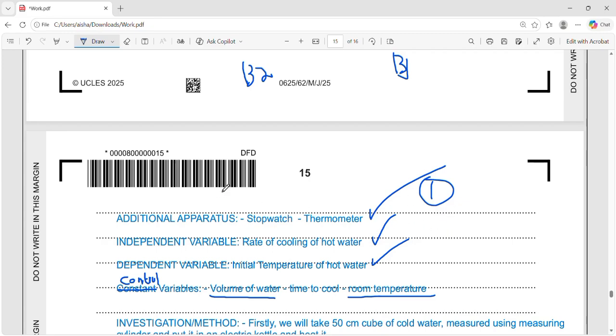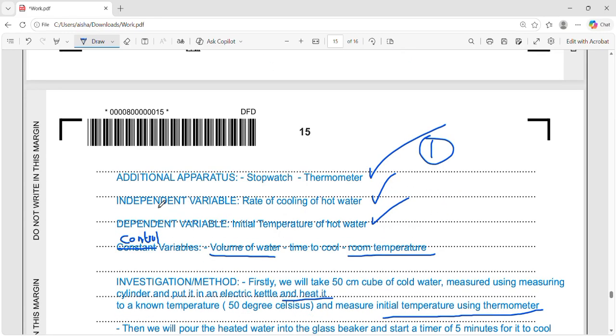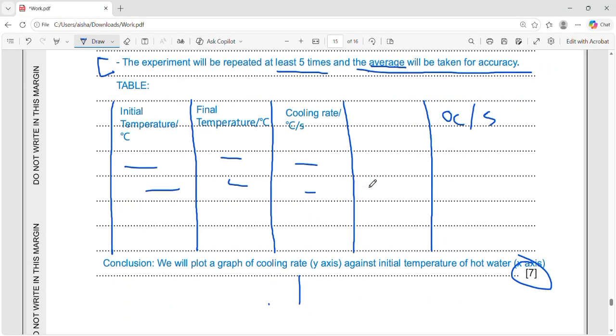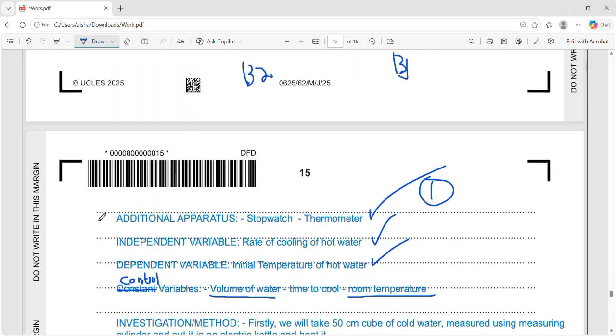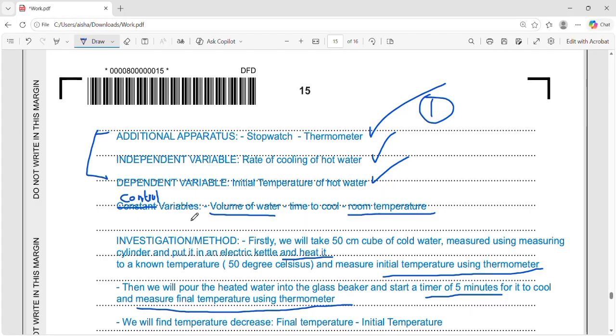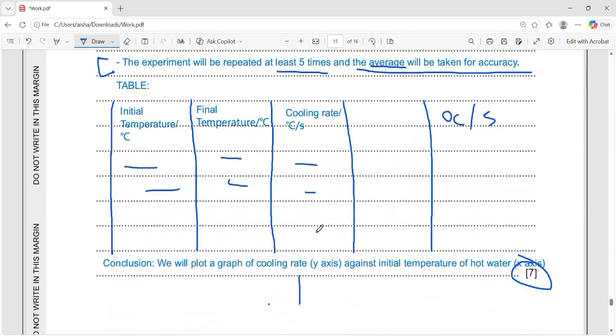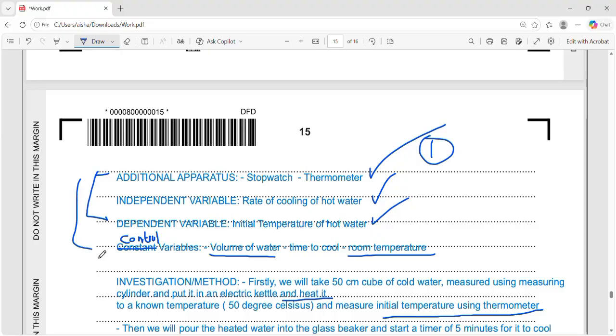That's 1 mark confirmed. Now in this marking scheme, I was surprised to see there was no mark for independent and dependent variable. In most mark schemes, writing the independent and dependent variable itself gets you 1 to 2 marks, and so does the additional apparatus. So you're already confirmed 2 to 3 marks out of 7 just writing all of this. That's insane. And then don't even get me started on the control variables. If you write at least 2 control variables, that may be 2 marks. So that's around 4 to 5 marks out of 7 confirmed if you write all of this.